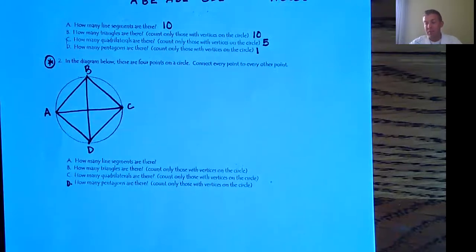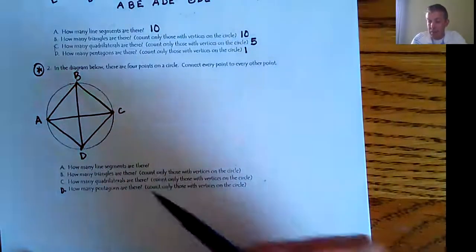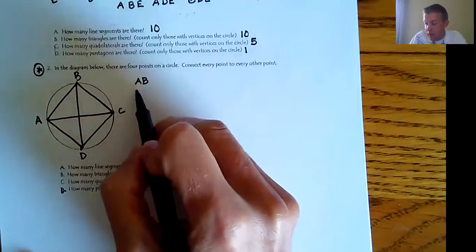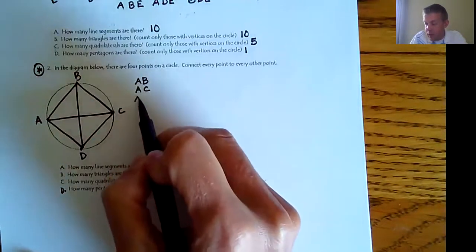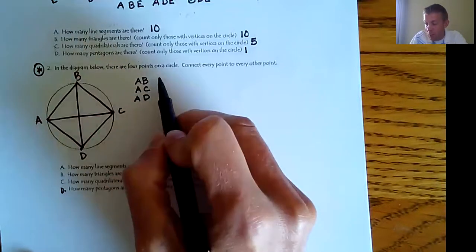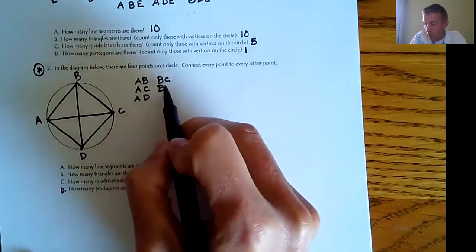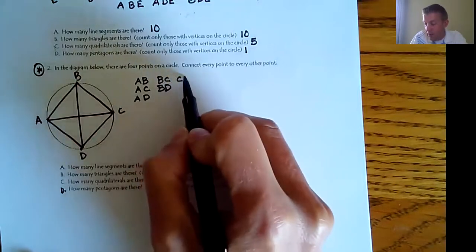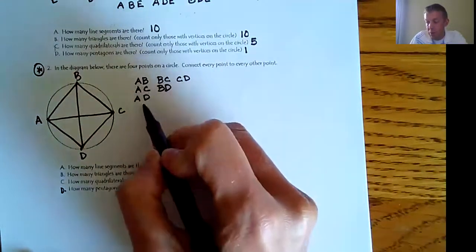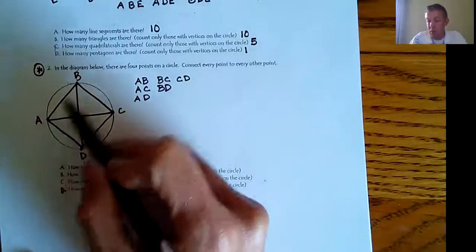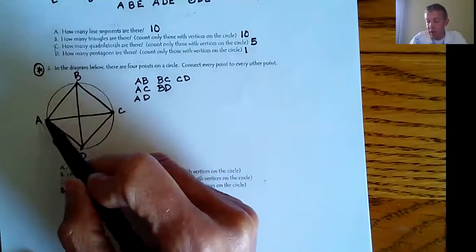Okay, let me go through and you can see if you missed any and you can see how you did. How many line segments? So for number 2, we can have A with B, A with C, A with D, or we could have B with C, or B with D, or we could have C with D. You should have had 1, 2, 3, 4, 5, 6. And again, the line segments, you probably could have also just counted. 1, 2, 3, 4, 5, 6.